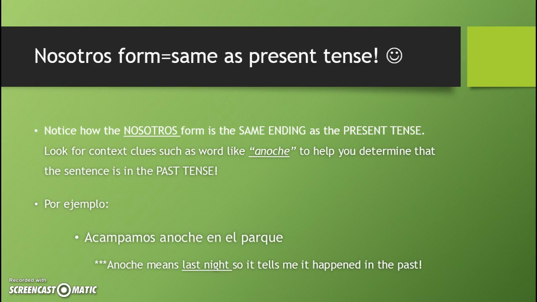All right, notice that the nosotros form is the exact same conjugation as the present tense. So they have the exact same endings, so we're going to have to look for context clues, such as words like anoche, to help you determine that the sentence is in the past tense. Por ejemplo, acampamos anoche en el parque. So I'm not saying we currently camp in the park. We know that anoche means last night, so that's telling me that it happened en el pasado, in the past.